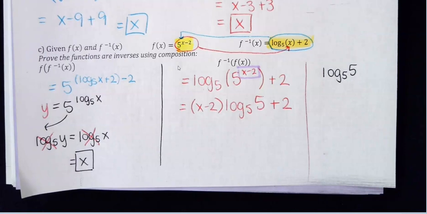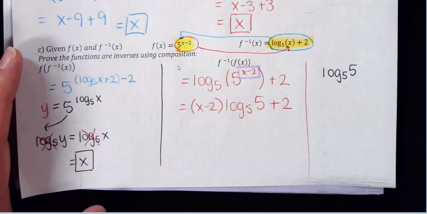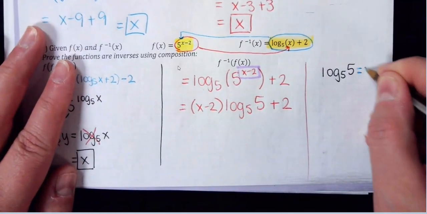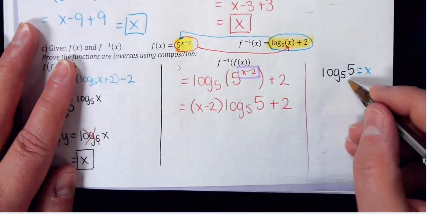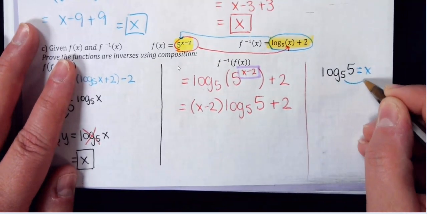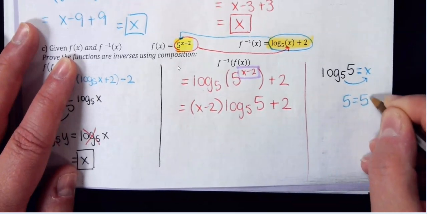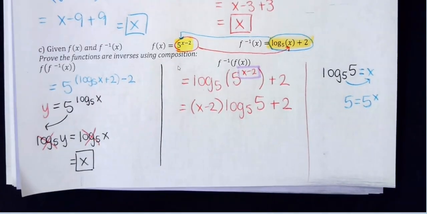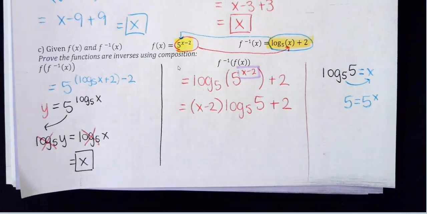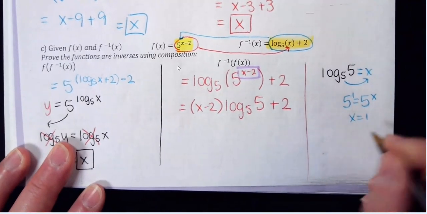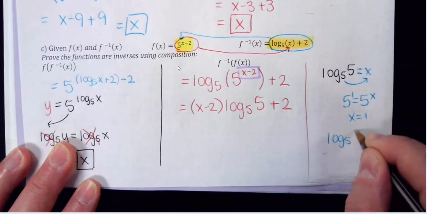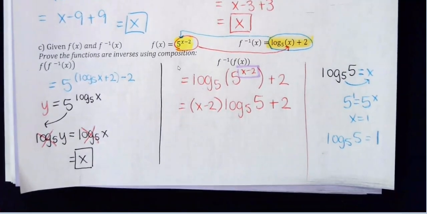If you don't remember, okay, let me do it real quick. If I wanted to evaluate this, or you could do it on your calculator too, I'm going to just change this to an exponential really quick. This would say 5 equals 5 to the x. What would x have to be to make that true? What would my exponent have to be? Just 1, right? So x is 1. So this log base 5 of 5 is just equal to 1.